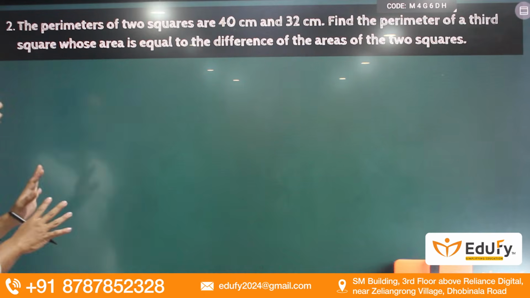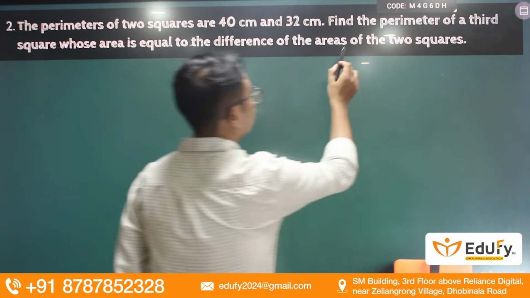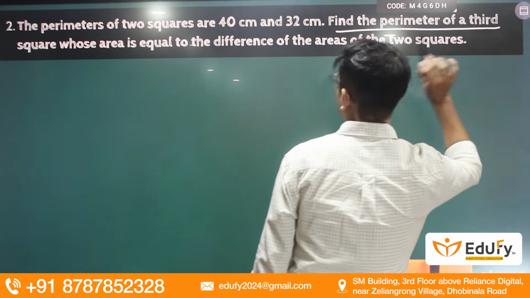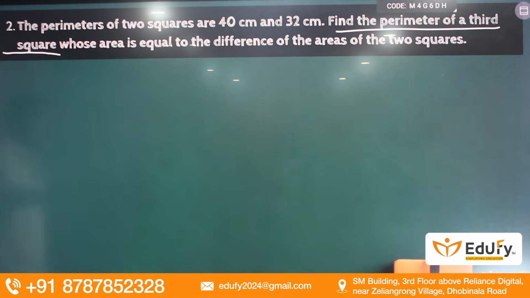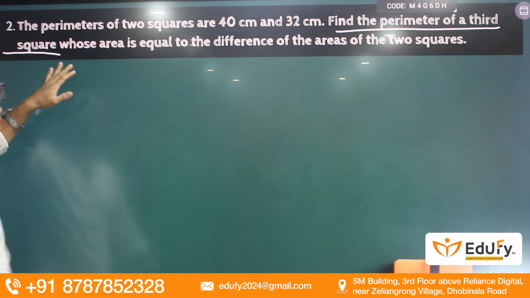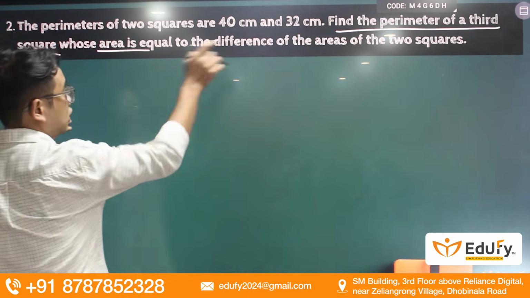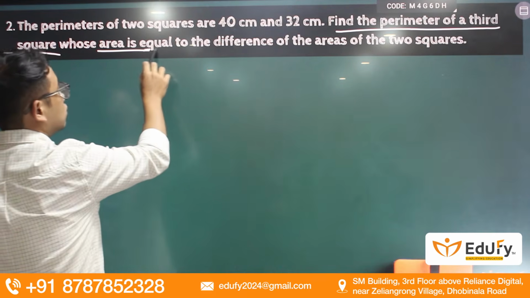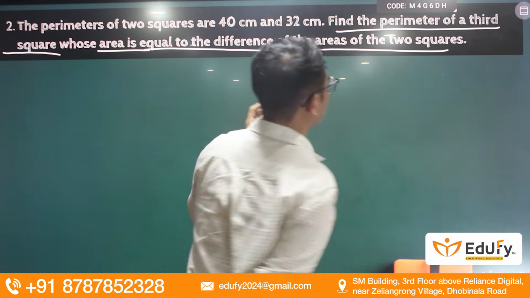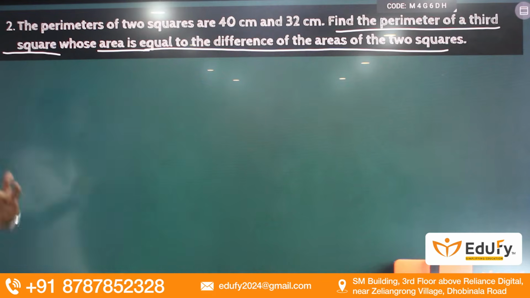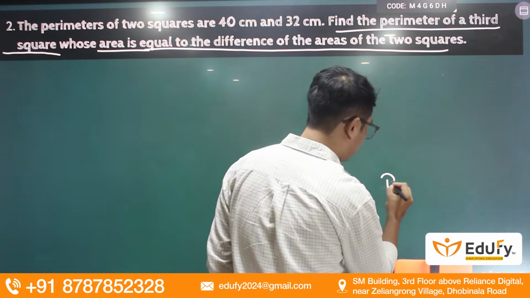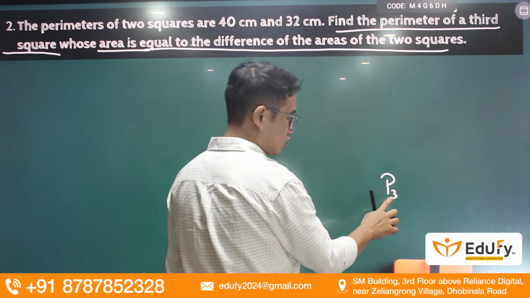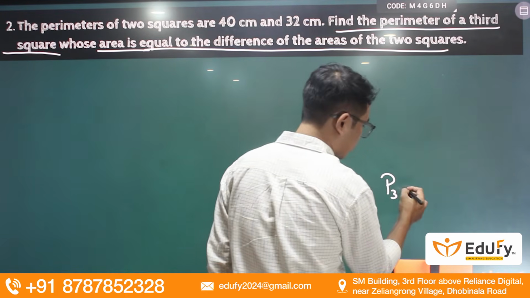So now, first of all, what they're asking me is I'm supposed to find out the perimeter of a third square. Okay, we know the formula of perimeter. So we have to find the perimeter of the third square, and they have told me that the area of the third square is equal to the difference of the areas of the two squares. So if I want to find out the perimeter of the third, I'll write P3 for a third. That's what they're asking me.